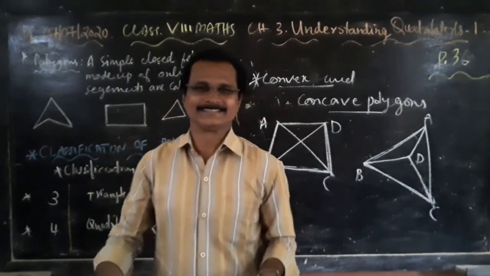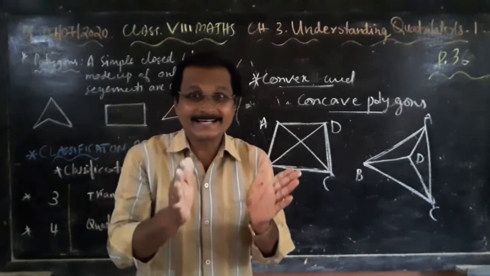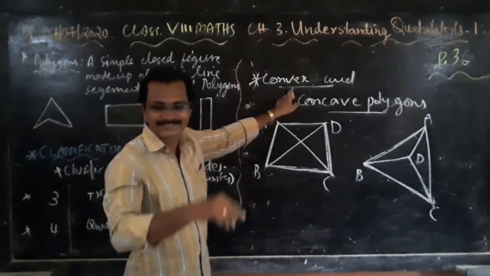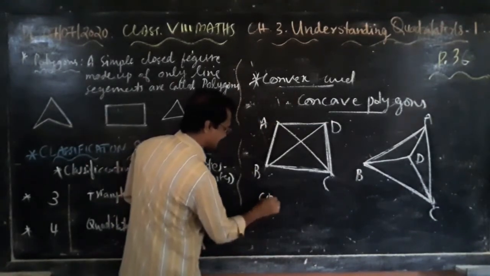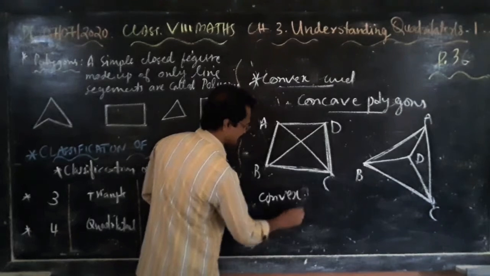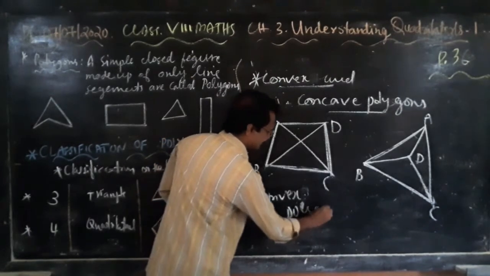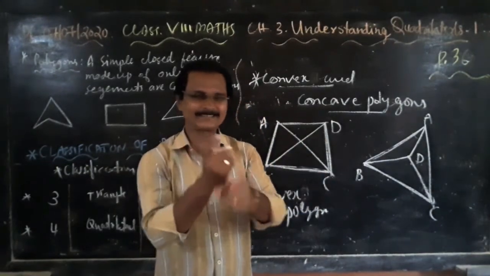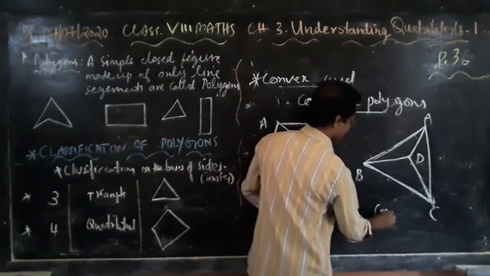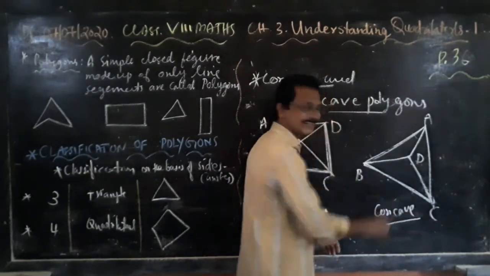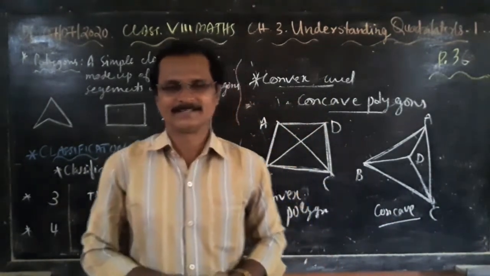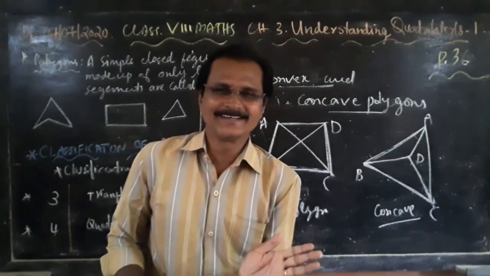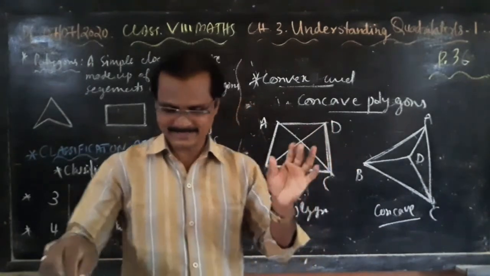So this is the thing. If the diagonals are intersecting, that is a convex polygon. If the diagonals do not intersect, that is concave. Clear? Very simple. The diagonals intersecting each other, that is a convex polygon, and not intersecting, that is a concave polygon.